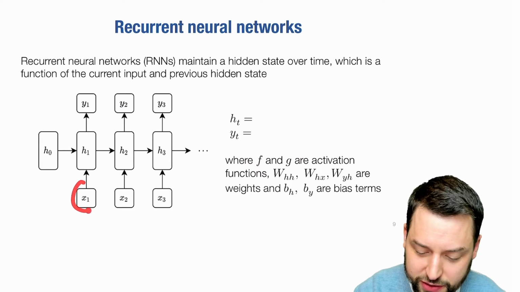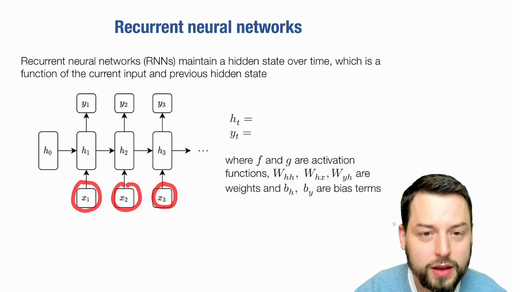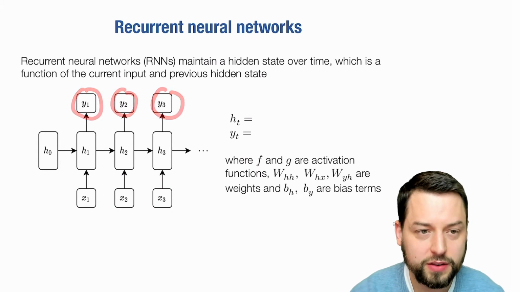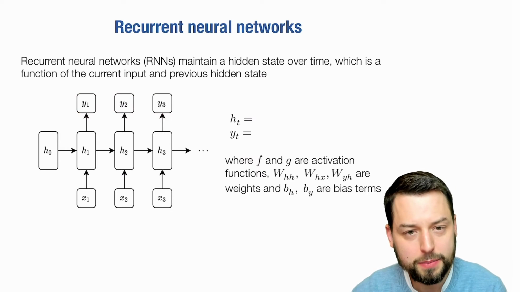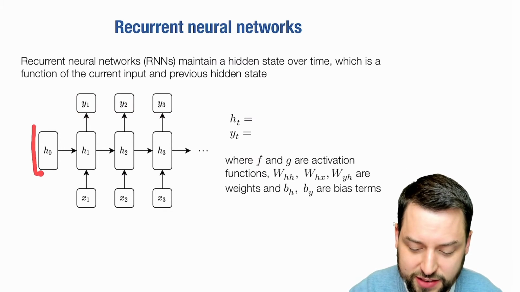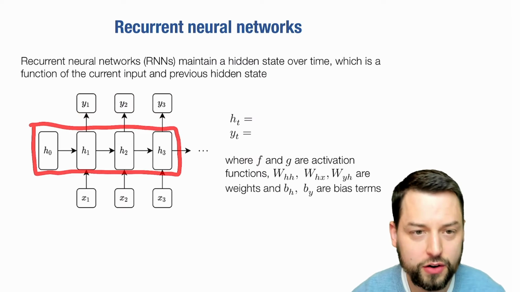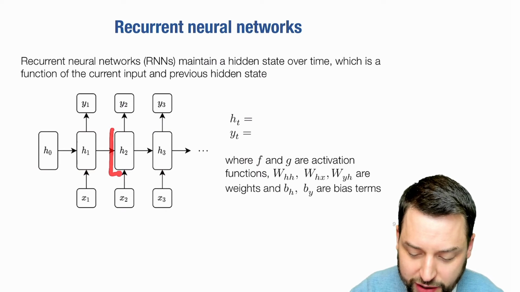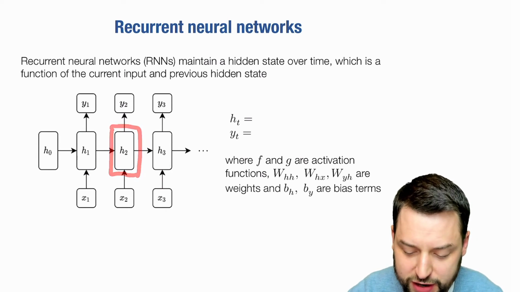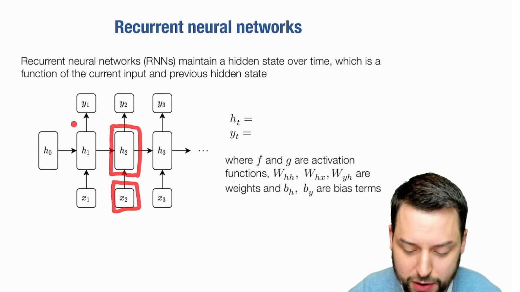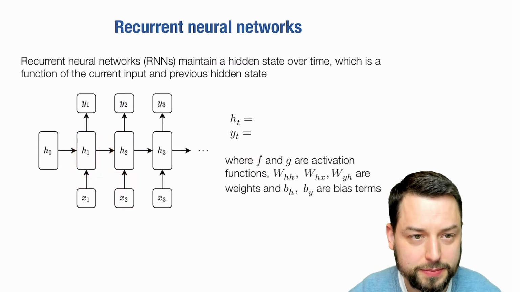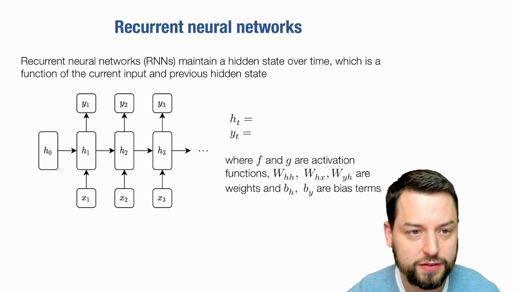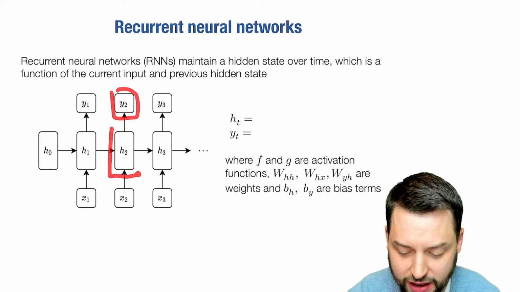We have our input sequence here, x1, x2, x3. But instead of trying to directly predict y1, y2, and y3 from this, we, in some sense, modulate our predictions through a hidden state which is maintained over time. In particular, the update rule for a given hidden state is a function not just of the input at that time, but also of the previous hidden state. And then when we want to predict our output, we make it a function just of the hidden state.